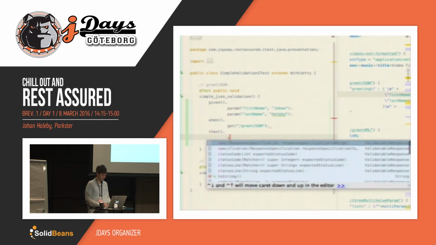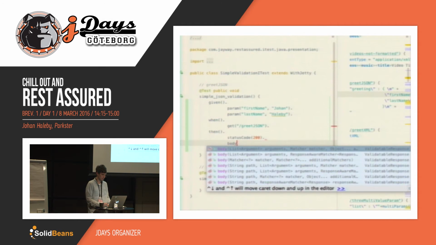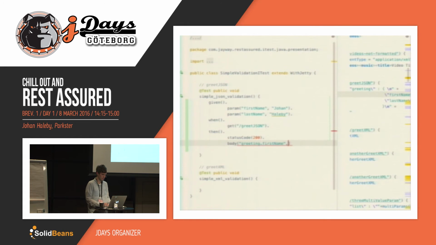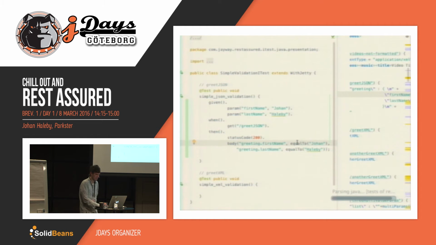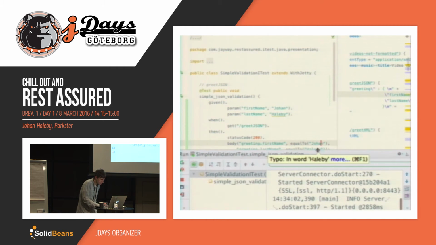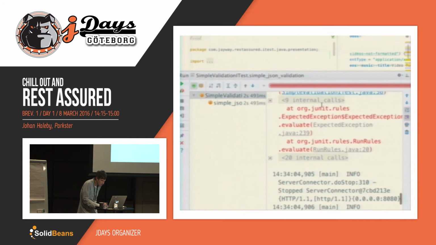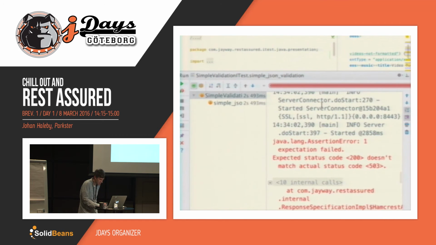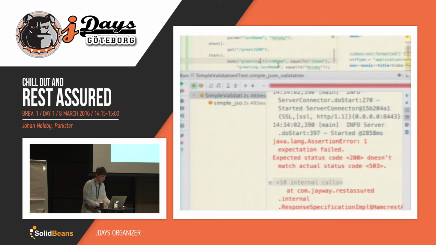And now we can validate that the status code is 200 and that the body should have a greeting first name equal to Johan, and the last name equal to Haleby. And hopefully this will be a green bar when the compilation has completed. And now it's... no. What? Oh, wow. How is that possible? Maybe it does return that. Can you see what's wrong? That's strange.